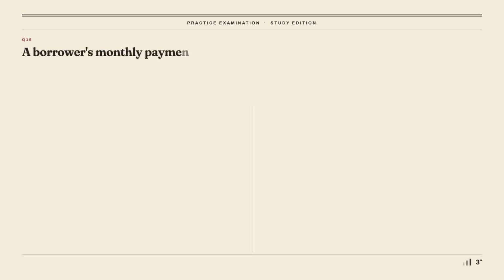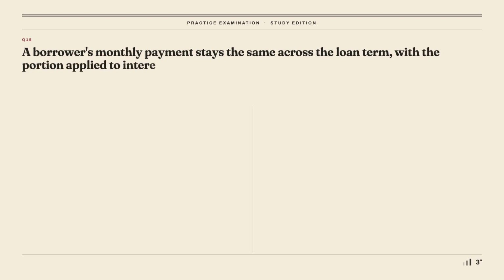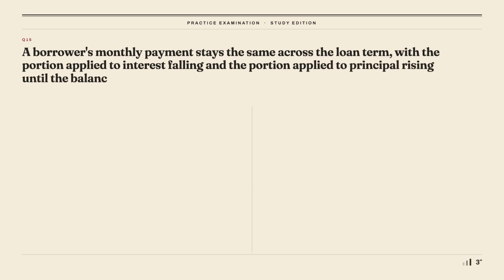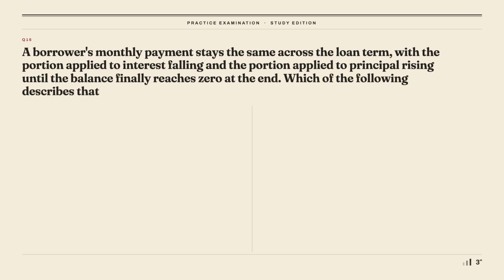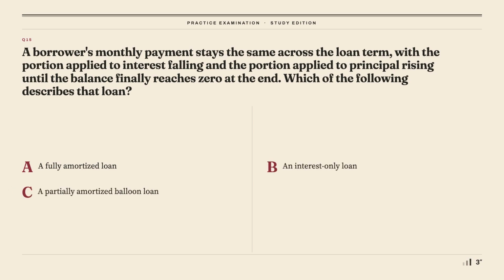Question 15. A borrower's monthly payment stays the same across the loan term, with the portion applied to interest falling and the portion applied to principal rising until the balance finally reaches zero at the end. Which of the following describes that loan? Your options are A, a fully amortized loan, B, an interest-only loan, C, a partially amortized balloon loan, D, an adjustable rate loan. Don't overthink it, which one feels right?